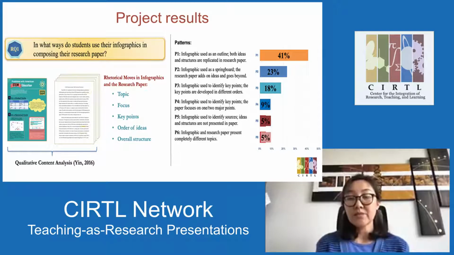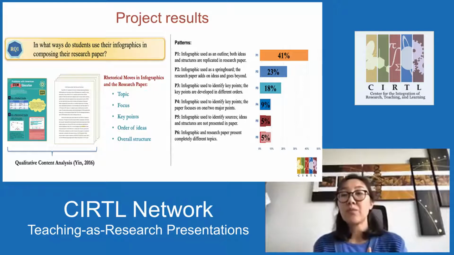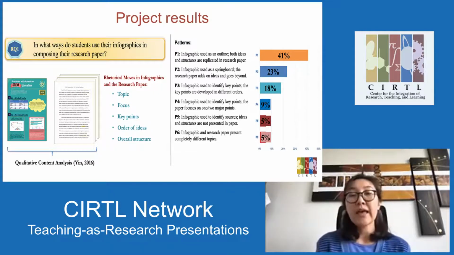About 18% of the students used infographics to identify key points, but these key points were developed in different orders in the research paper. And 9% used the infographic to identify key points, but the paper focuses on one or two major key points and did not explore other key points that were presented in the infographic. And 10%, that's about two students in the class, actually produced different contents for both the infographic and the research paper.